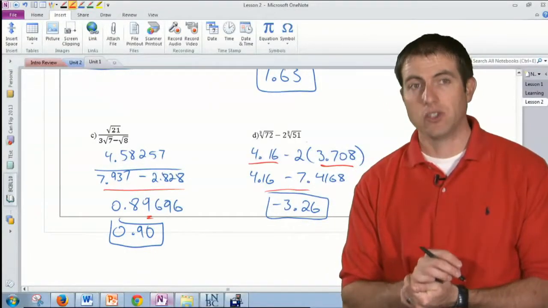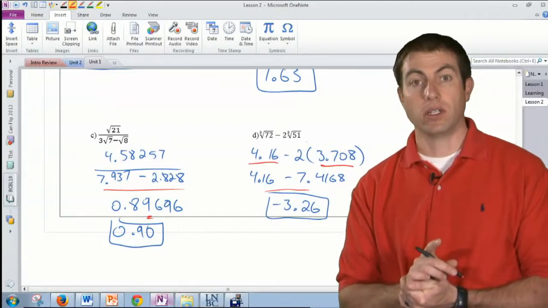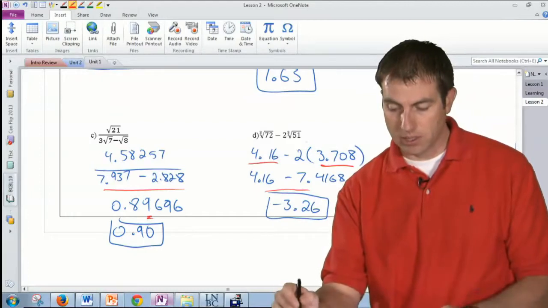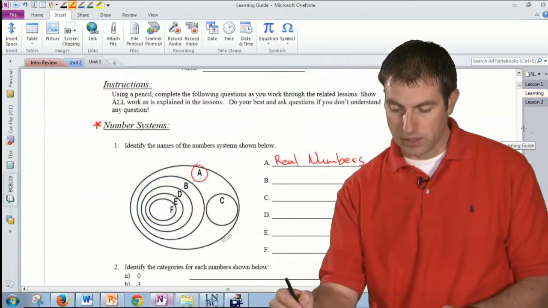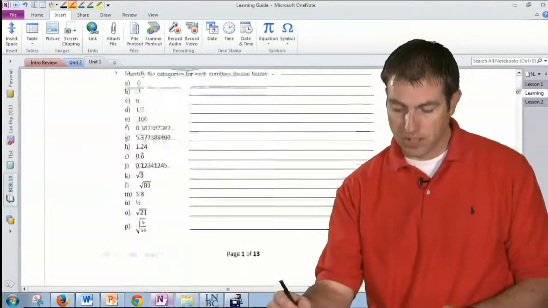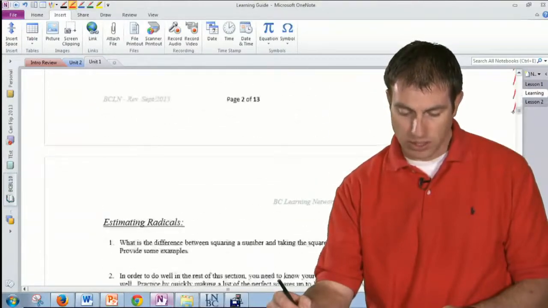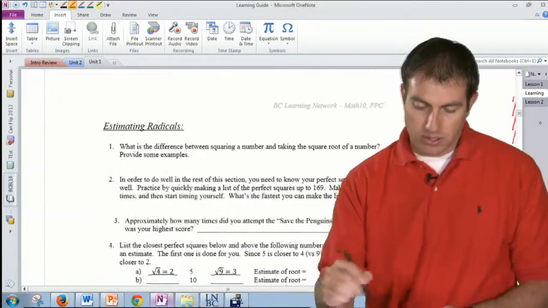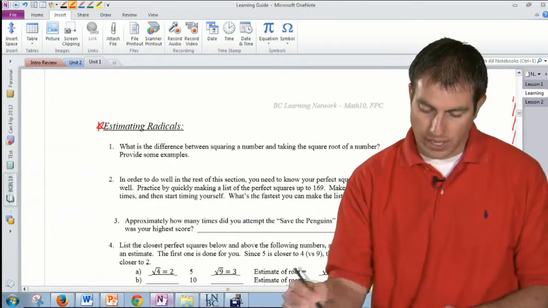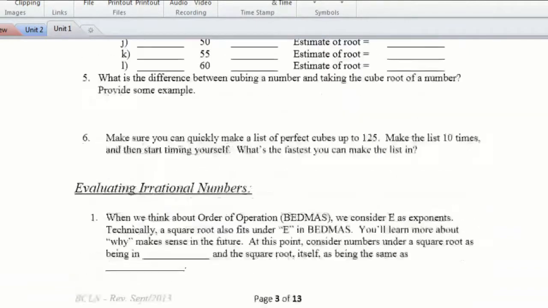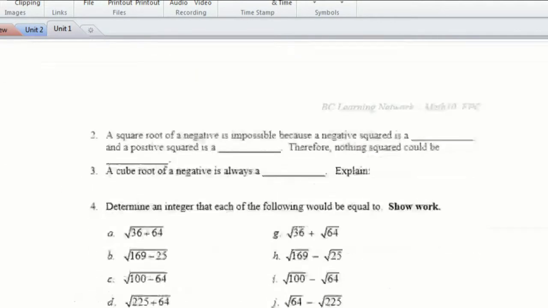I encourage you to try those in order to get them right in your calculator. Again, some of the practice we're going to do today is the same as this stuff. So you guys did the number line stuff. Today for homework, I'd like you to do the estimating radicals. This is from the learning guide. And evaluating irrational numbers sections.